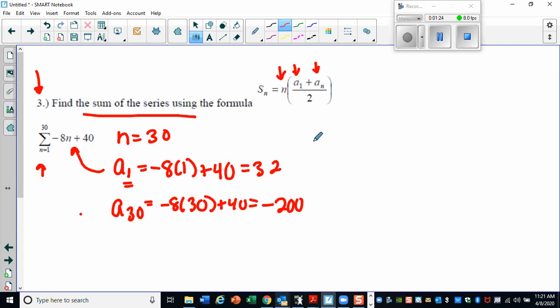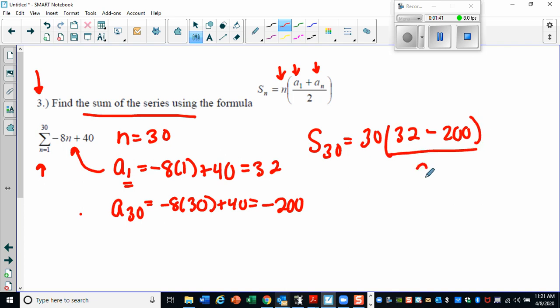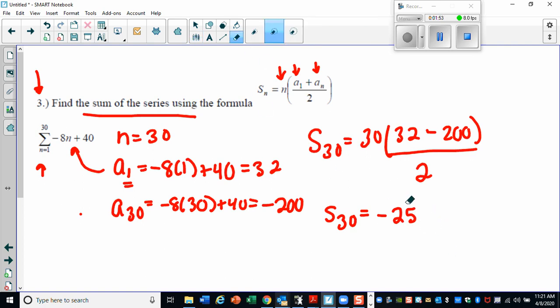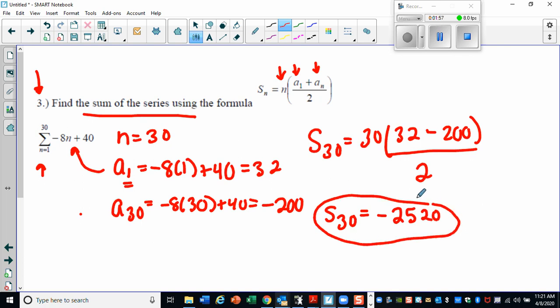So now it's easy breezy, plug everything into your formula. We're summing a total of 30 terms. So I have 30 times my first term, which is 32, minus my last term. Normally it would be a plus, but since it's a negative 200, I can just do minus, and then all divided by 2. And the summation of those first 30 terms is going to give me negative 2,520. All right, hopefully you got that one.